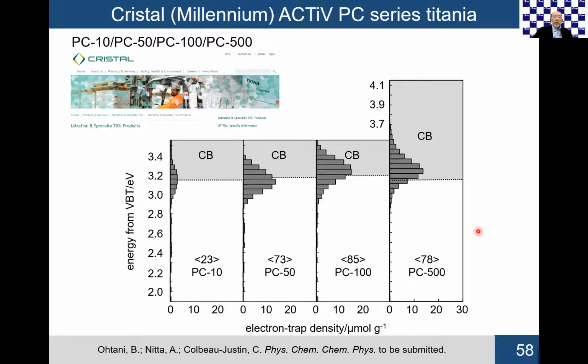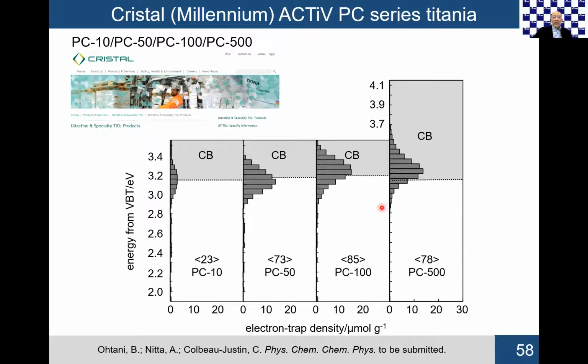For European countries, people use this Cristal Millennium Active PC series titania. And this code number reflects the specific surface area. The larger the number, the higher the specific surface area. And the XRD shows this is anatase. We believe that they are similar anatase particles with different particle size.